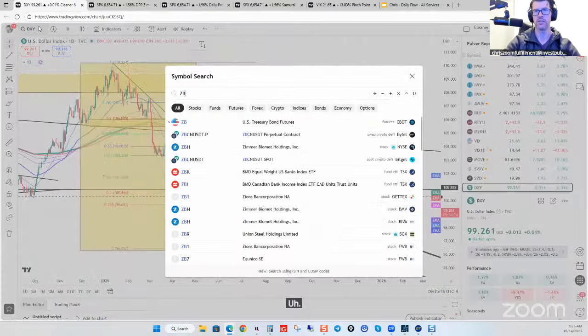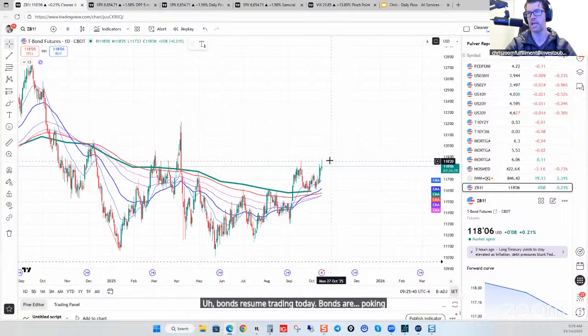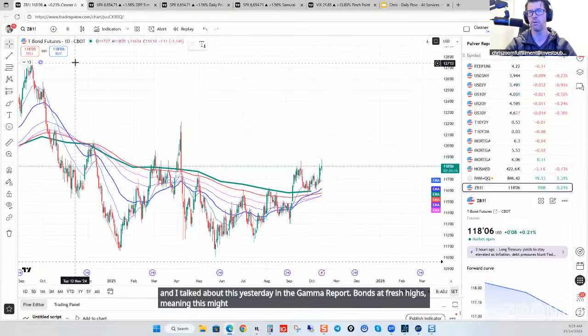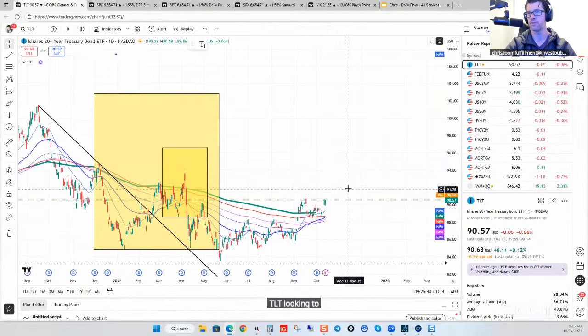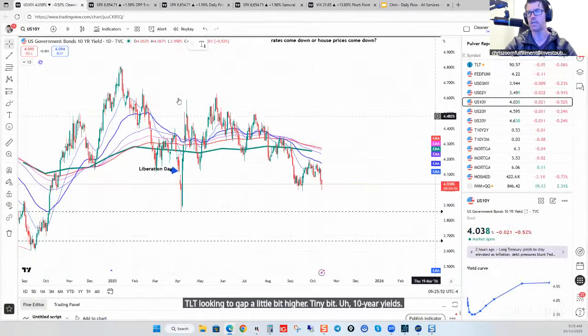Bonds resume trading today. Bonds are poking some fresh highs. Kane and I talked about this yesterday in the Gamma report. Bonds at fresh highs, meaning this might be a little bit of a flee to safety. TLT looking to gap a little bit higher, tiny bit. 10-year yields down slightly.